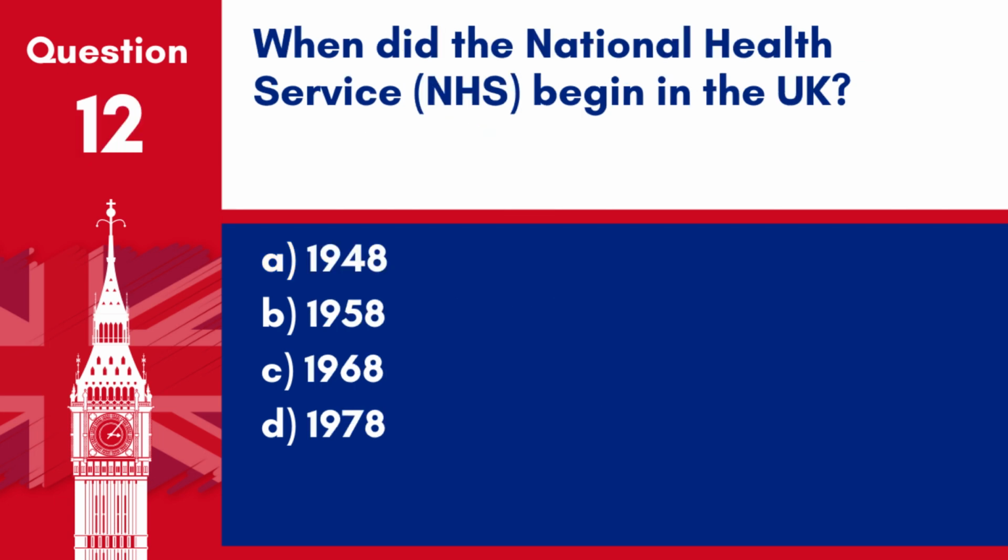Question 12. When did the National Health Service, NHS, begin in the UK? A. 1948. B. 1958. C. 1968. D. 1978. Answer A. 1948. The National Health Service, NHS, began in the UK in 1948.